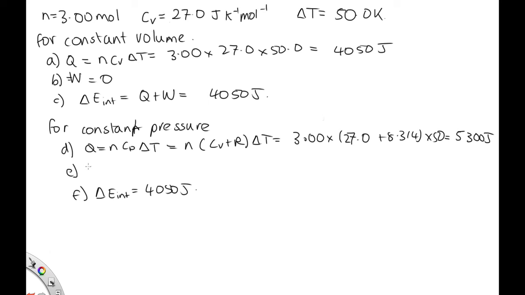Okay, now E, we'll need to use the first law of thermodynamics. We've got our change in internal energy and we've got the heat added. So the work is equal to the change in internal energy minus the heat added. So that's 4,050 minus 5,300. Solving that on the calculator, we end up with minus 1,250 joules as our work done in this case.